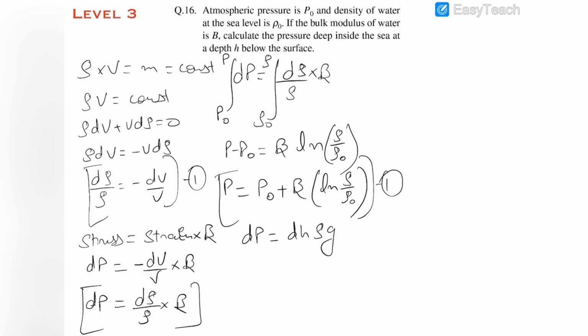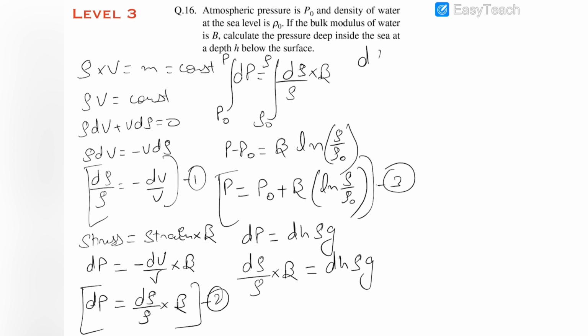Okay, so in this case you can see that dP is also equal to, from equation number 2, this is equation number 3. So dP is equal to d rho by rho into bulk modulus, which is equal to dh into rho g. So you can see that d rho by rho square into bulk modulus is equal to dh into g.